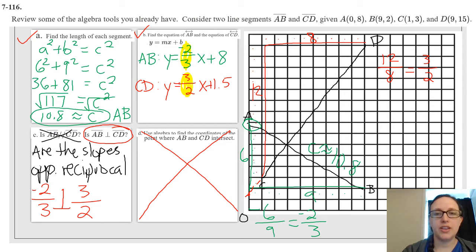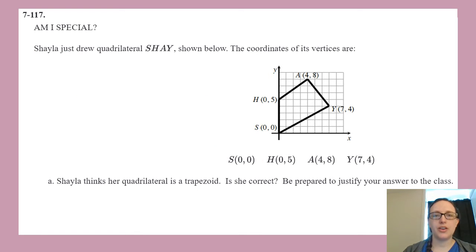importantly, how to find the slopes, and parallel and perpendicular. Parallel slopes are equal. Perpendicular slopes are opposite reciprocal. All right, so let's put this into practice a little bit.